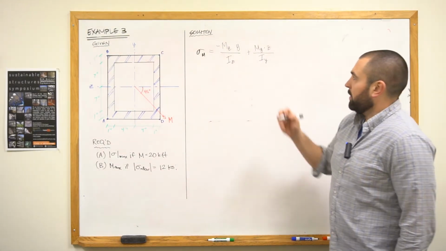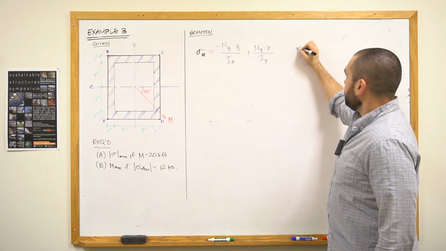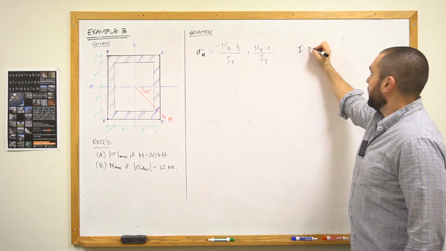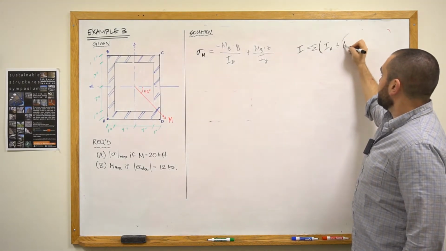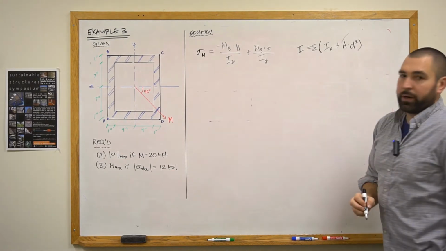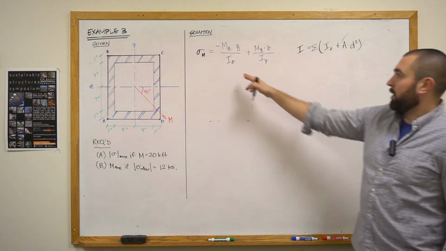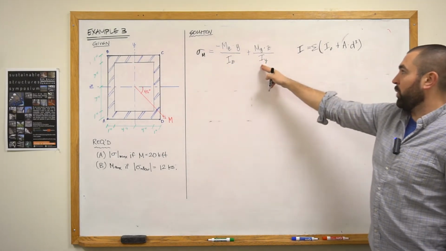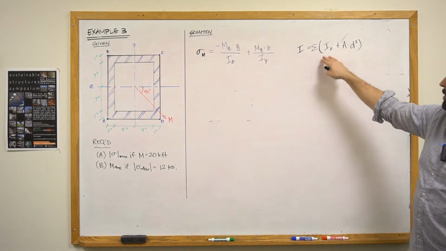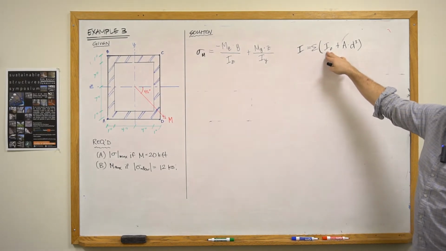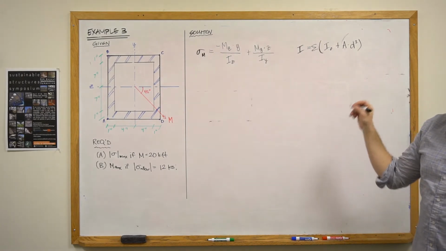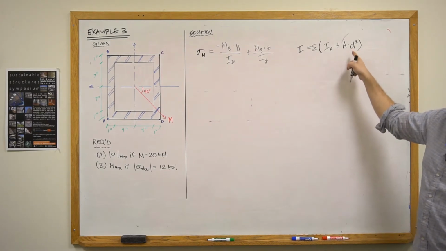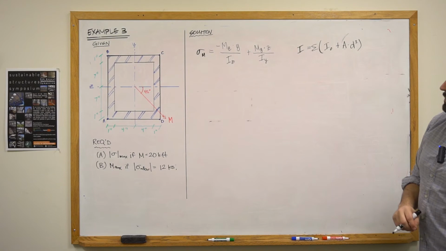I'll also put up here, just because it will come in handy, that the moment of inertia is equal to the summation of I naught plus A times d squared. That's the definition for calculating the moment of inertia, whether it's about the z-axis or the y-axis. It's the summation of the moments of inertia of each shape about its own centroidal axis plus the area of that shape times the distance between that shape's local centroid and the overall centroid squared. That's called the parallel axis term. We'll need that as well too.